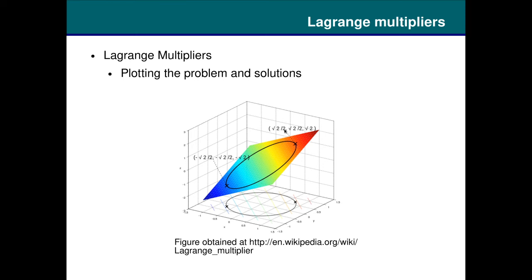The maximum is here. Plus square root of 2 divided by 2, plus the square root of 2 divided by 2. X is here, y is here, and z is the square root of 2, which is the maximal value. If I look for a maximization, I will have this point as my solution.